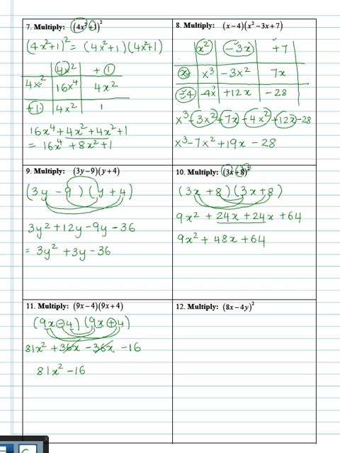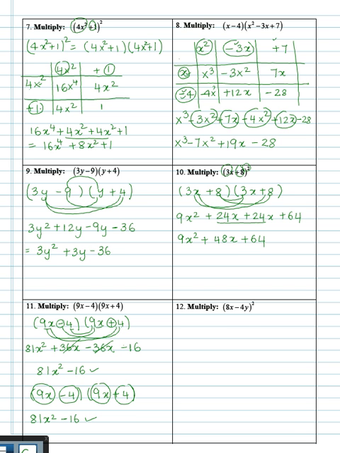Now the trick I'm trying to show you in conjugates is, remember, conjugates are the same terms with one positive and one negative. What you do in conjugates is you simply multiply the first times first, which is 81x squared, and last times last, which is negative 16. And either way, you get the same answer.